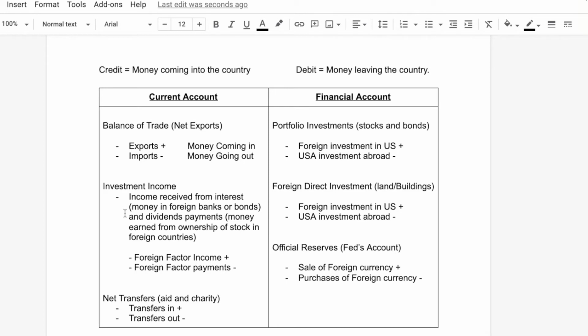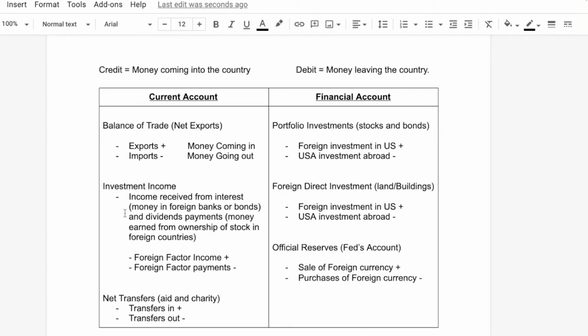Next, we have foreign direct investment. This is when somebody from another country builds a factory or a building or buys land in another country. If foreigners are investing in the US, an example would be Toyota, the car manufacturer, building a manufacturing plant in Texas. When they buy that land and build the factory, that is foreign investment into the US. Money in the financial account is going from Japan to the US, and that's a credit to our financial account.